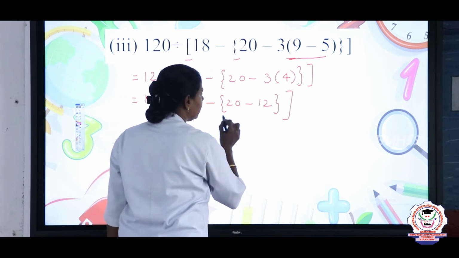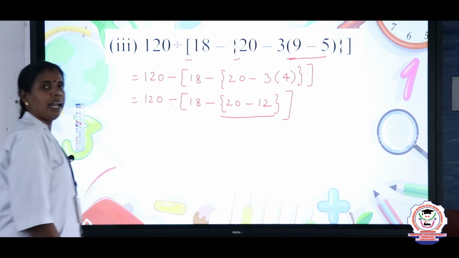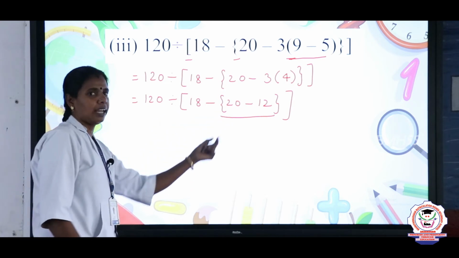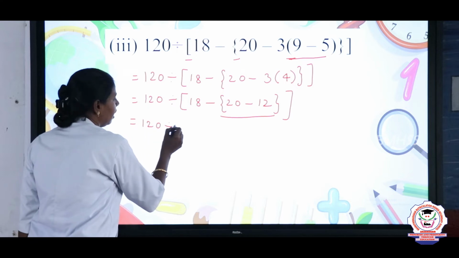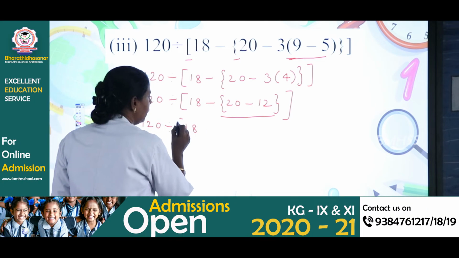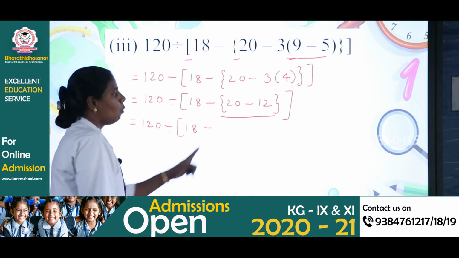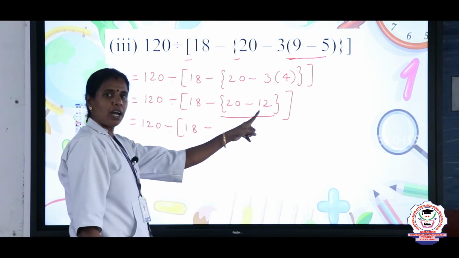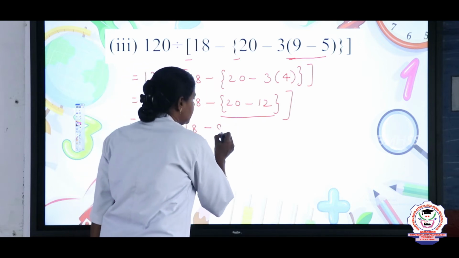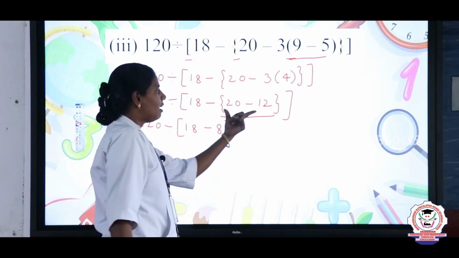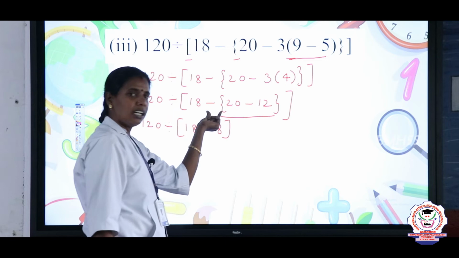Next we are going to take this 20 minus 12 to remove this bracket. Now the next step will be 120 divided by 18 minus 20 minus 12. What is 20 minus 12? 20 minus 12 is 8. So we have solved this and we removed this curly bracket also.